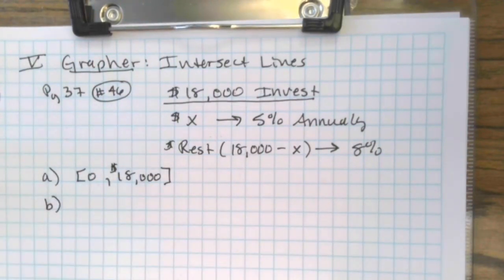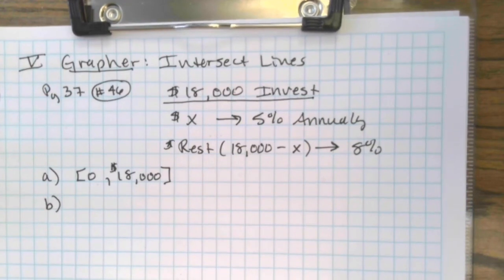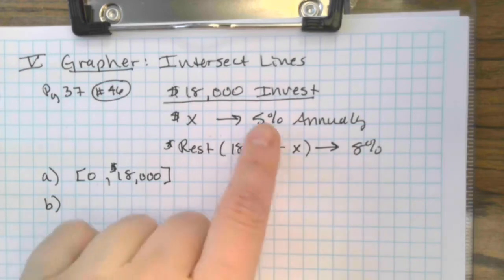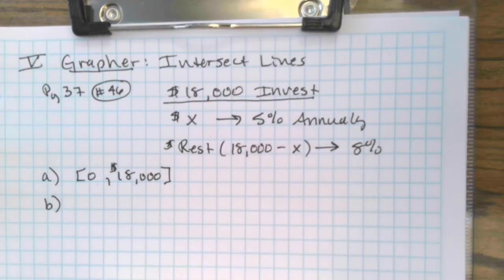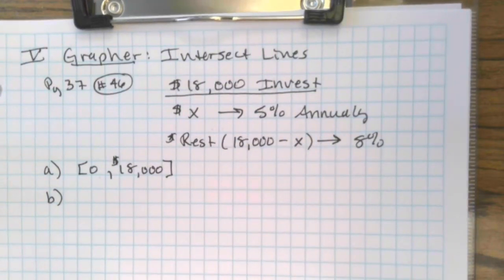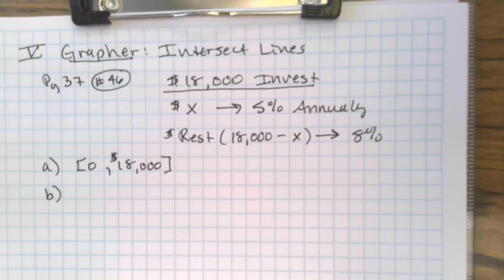Okay, question B. If Mary invests X dollars at 5%, which is already in the question, write an equation that describes the total interest received from both accounts at the end of 1 year. Now, the fact that this is at the end of 1 year means it's only going to calculate the 5% and the 8% one time. That lets us use a very simple equation.